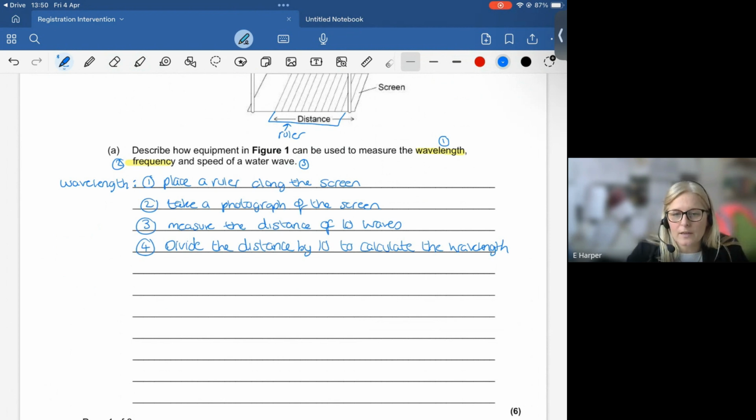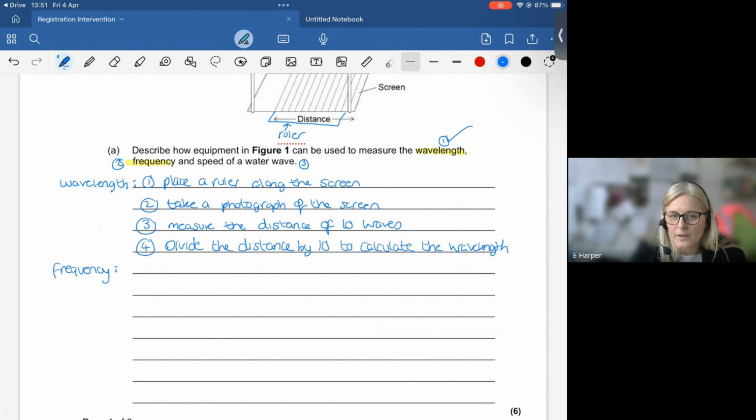So now we have clearly stated how we're going to measure a wavelength. I've done that one. Let's have a go now at frequency. So frequency is how many items pass a certain point in a certain time. So in this case, it would be waves. So how many waves go past a certain point in a certain length of time.